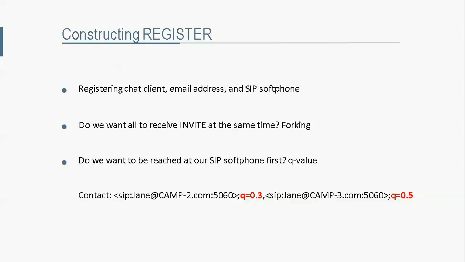As you may recall from RFC 3261 Simplified Series Part 3, there is a method to give preference to different contact header field values. A register request may have a contact header field that could include a Q value with each contact address indicating its priority. The higher the Q value is, the more preferred the contact address is. For example, if Jane sends a register request with the following contact header field, that means she prefers to be reached at Camp 3 first, and then Camp 2 if she is not available in Camp 3.